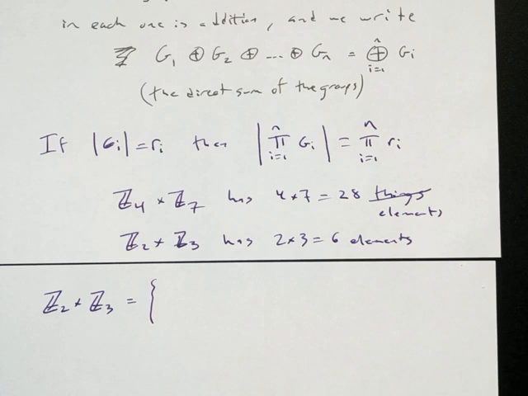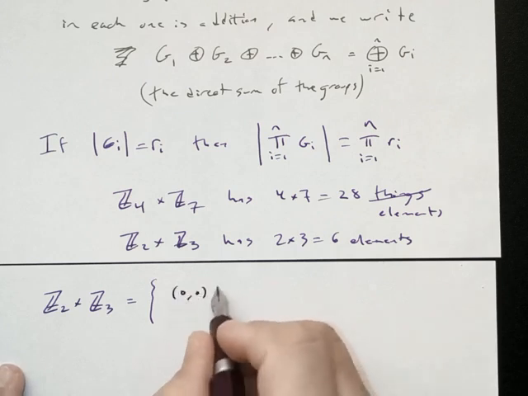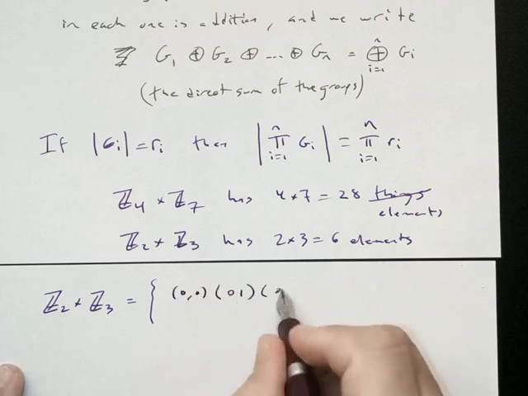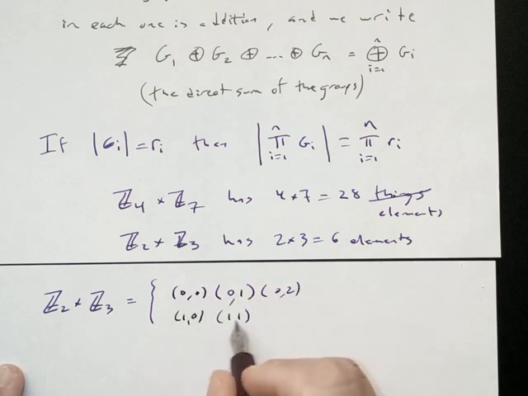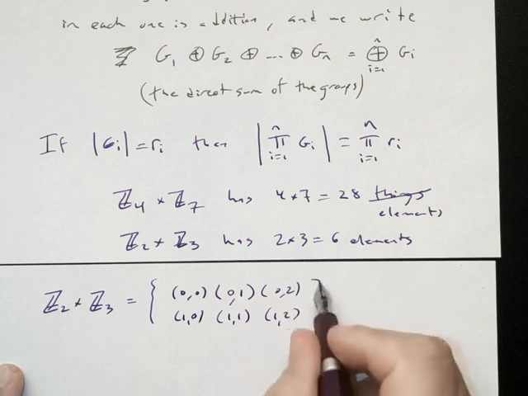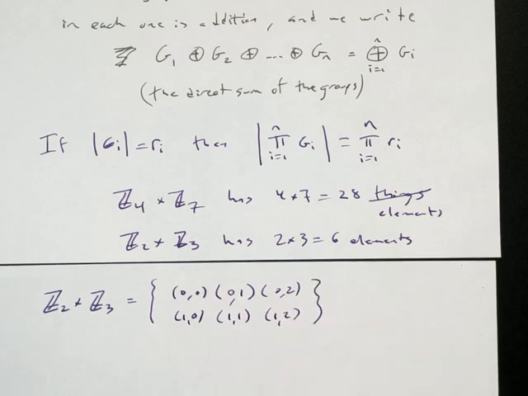What are my 6 things? (0, 0), (0, 1), (0, 2), and then (1, 0), (1, 1), (1, 2). Poof, presto. I have a group with 6 things in it. I've seen groups with 6 things before, haven't I? We made Cayley digraphs of groups with 6 things before.